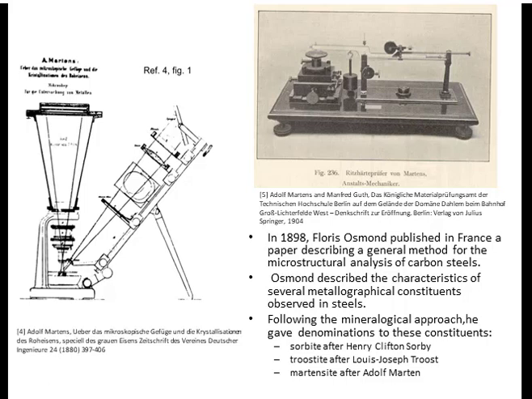In 1898, Floris Osmond published in France a paper describing a general method for microstructural analysis of carbon steels. And in this, he gave several names of the metallographical constituents observed in steels. And he named them as sorbite, troostite, and martensite.